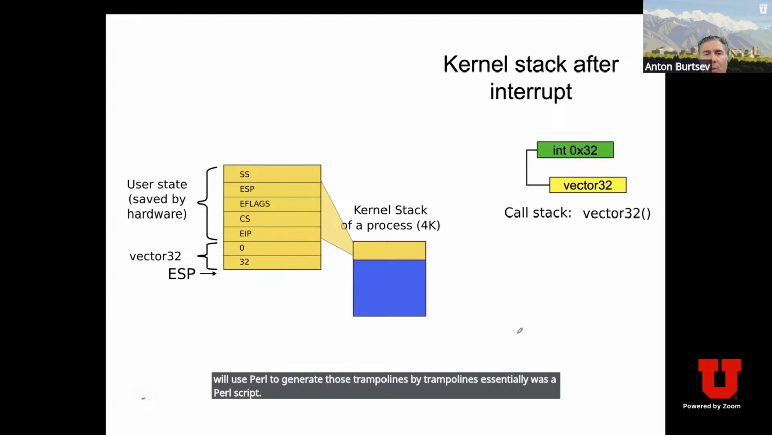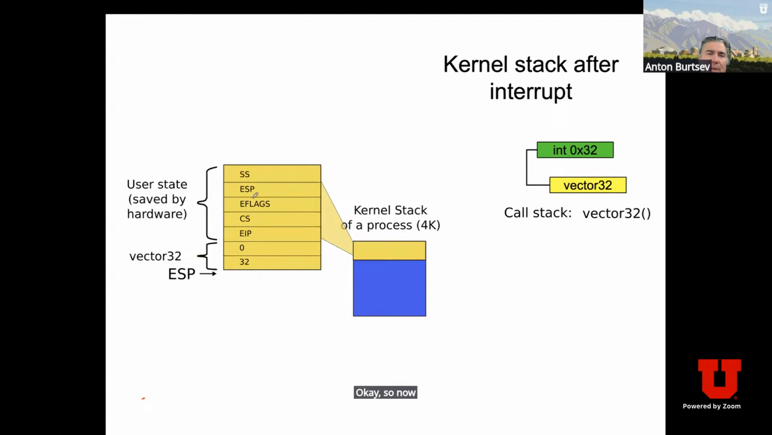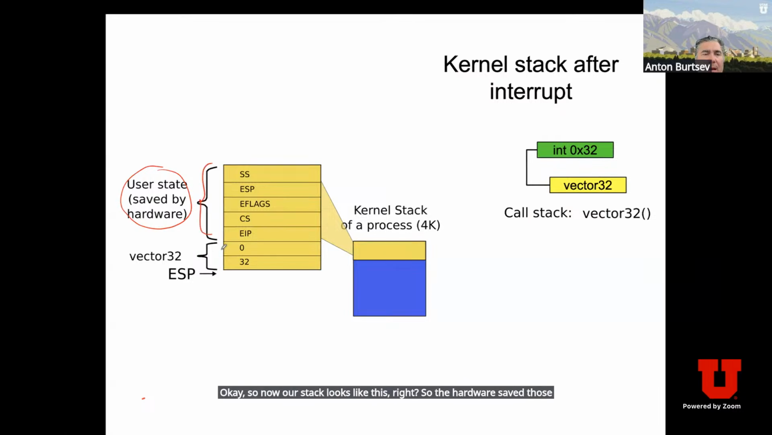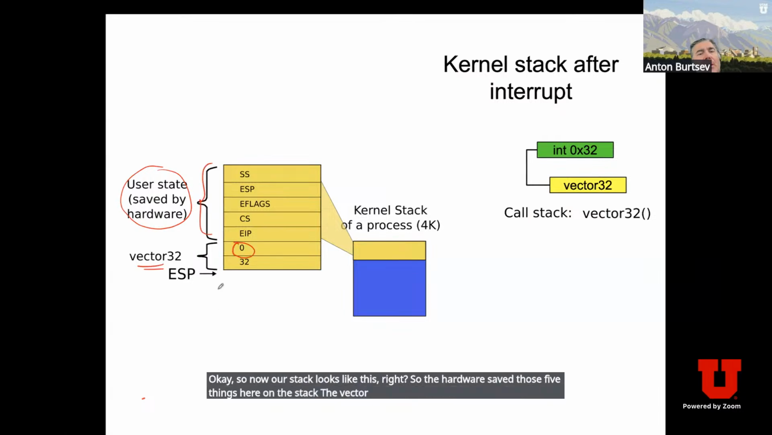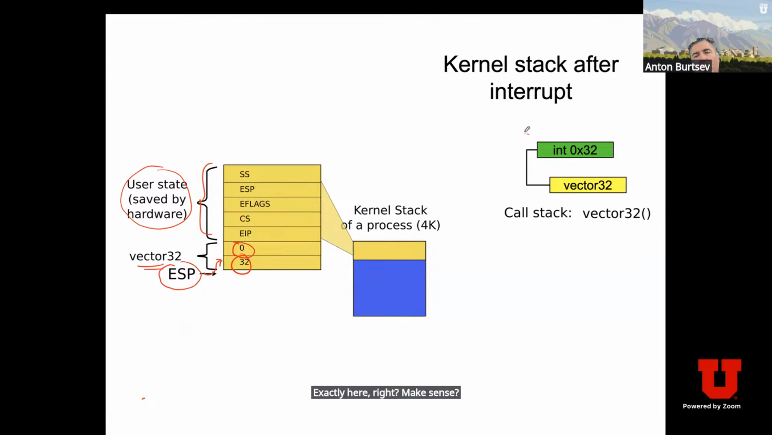Okay, so now our stack looks like this, right? The hardware saved those 5 things here on the stack. Vector 32 pushed 0 as a dummy error code, and the number 32, the interrupt number, on the stack, and ESP, the kernel stack pointer, points exactly here, right? Make sense? And our call stack in the kernel looks like this. The user invoked, or rather the hardware invoked, interrupt 32, and we're currently executing inside vector 32.